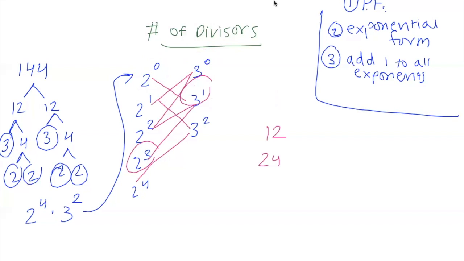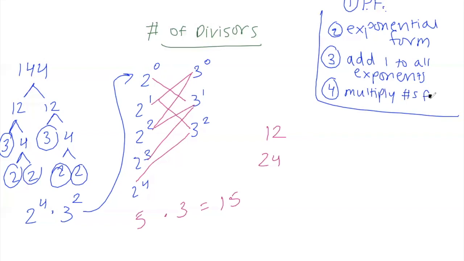Now, if you're familiar with taking combinations, with combinations, you always multiply the number of choices that you have with each other. So here we have 5 choices, and here we have 3 choices. So the total number of combinations we can make is 15. And remember, each combination creates one of the factors for 144. So that means we have 15 combinations, so 15 factors. So that actually leads us to our last step, which is multiply numbers from step 3 together. Does that make sense?